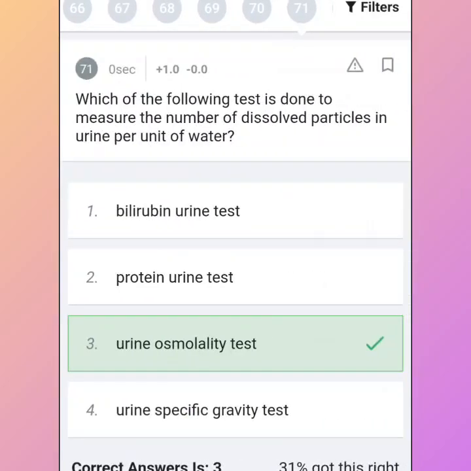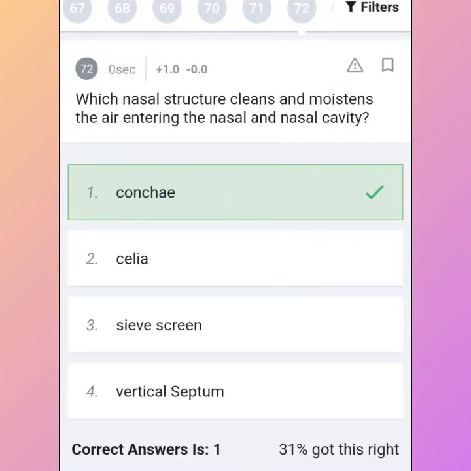Trochlear nerve. Which of the following tests is done to measure the number of dissolved particles in urine per unit of water? Urine osmolarity test.